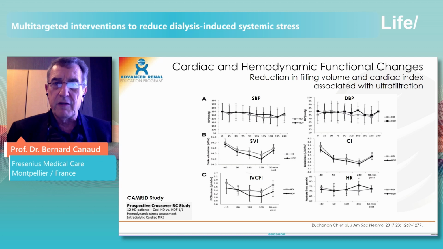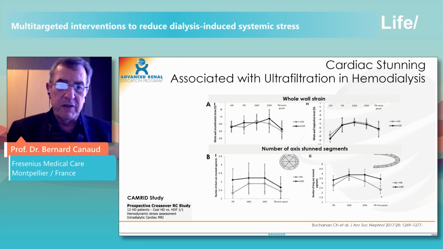So the first aspect is just to look at the cardiac system and hemodynamic functionality. I don't want again to describe, but you can see the blood pressure change, the cardiac functionality, cardiac index, heart rate, and also from the study, unfortunately, you see that it's related to the ultrafiltration rate. That was a comparison between hemodialysis versus hemodiafiltration, but at the end, you understand that the ultrafiltration rate and the ultrafiltration volume is the main driving force for such elements.